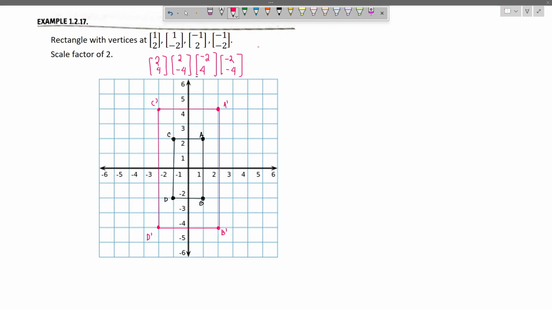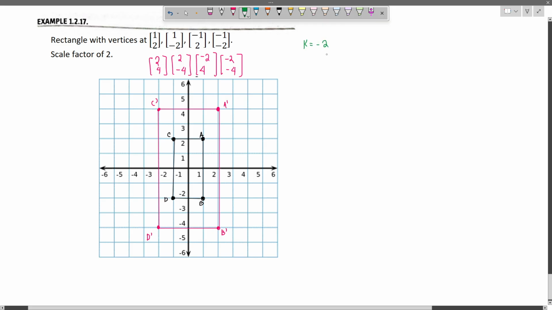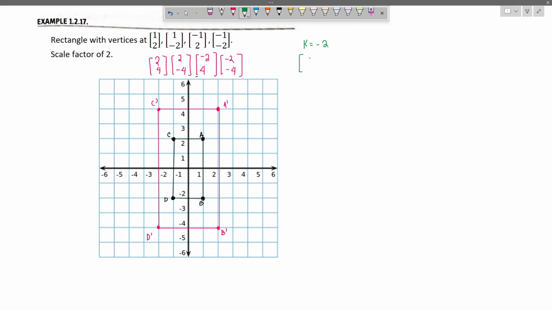Now, what if we enlarge it with a scale factor of -2? If k is equal to -2, aside from it being enlarged, it should be reflected with respect to the origin. So the new points that we're going to have are -2, -4, -2, 4, 2, -4, and then we have 2, 4. So these are the new points that we're going to have. So let's plot it. -2, -4 is here.